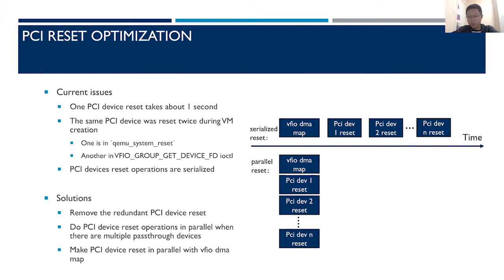The second issue is PCI device reset operations are serialized. If a virtual machine has more than one GPU card, it will take more time to reset the devices. Doing the PCI device reset in parallel will be more scalable. And furthermore, making the PCI device reset run in parallel with VFIO DMA map can maximize the benefits.